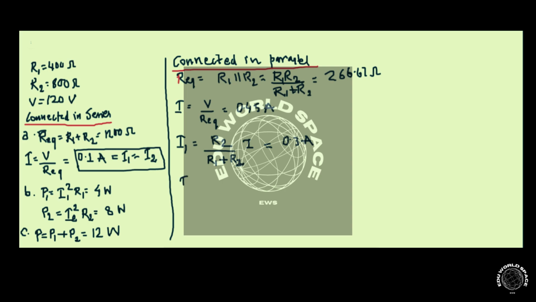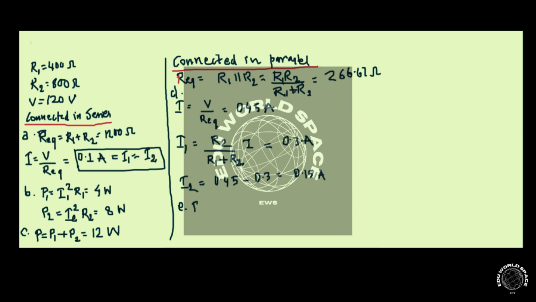Now, similarly, I2 can also be calculated the same way or even an easier way, because the total current was 0.45 and R1 got 0.3, so R2 will get the difference, that is 0.15 ampere. So we are done with calculating the current across each. This is part D of the question, right? Now let's move on to part E, that asks us to calculate the power dissipated.